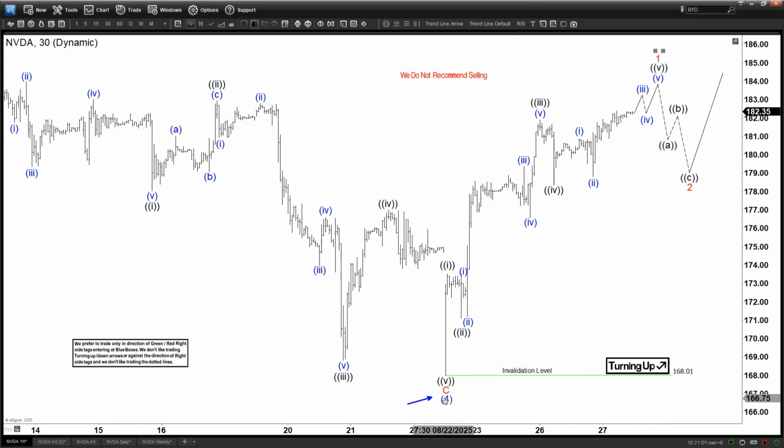And the reason for that is simply because we have not broken above that previous peak, which is the wave 3 in blue. Now, if I zoom out, then we can take a look at the larger degree, focusing on the 4 in blue here and focusing on the C in red.